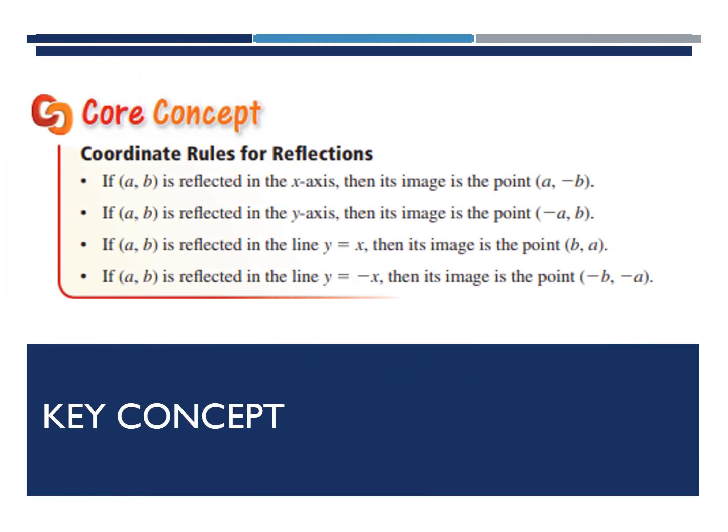Right. So your textbook gives you these rules for reflecting. So if you've got the coordinates a, b, if I reflect over the x-axis, it's going to be a, negative b. If I reflect over the y-axis, it's going to be negative a, b. If you're going to reflect over y equals x, you're just going to flip the x and y coordinates. And if you flip it over negative x, you flip them and you make them negative.